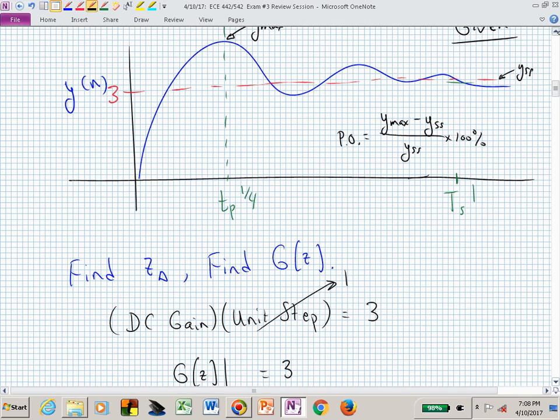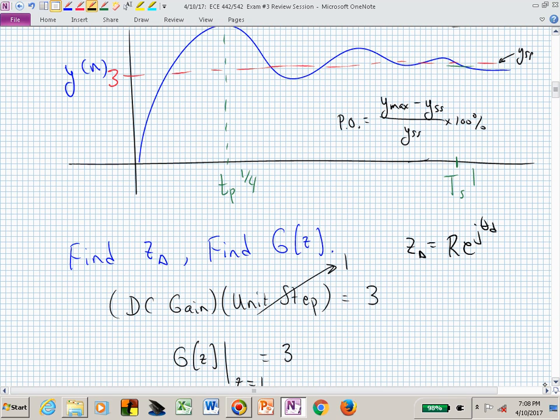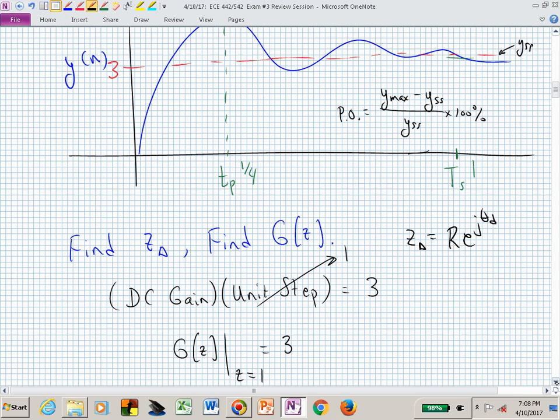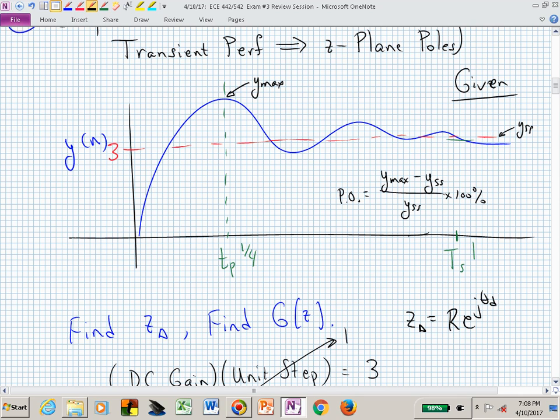How do I find my R and my theta sub D? That's what I want for the poles. I'm now looking at an R e to the j theta sub D. What can I use in this particular picture to identify R or theta sub D? And now you have to just remember how to translate performance specs into closed loop pole locations or parameters in a closed loop pole.